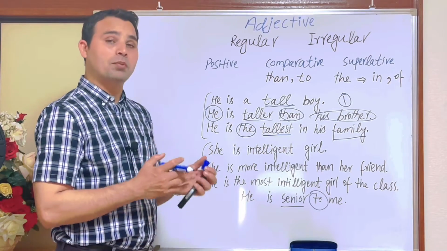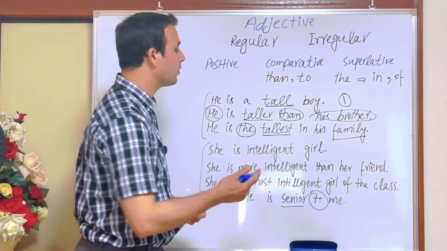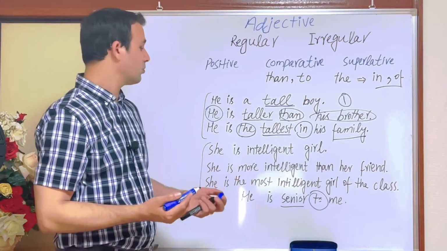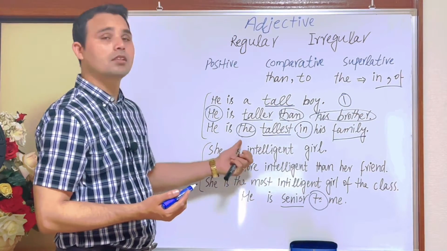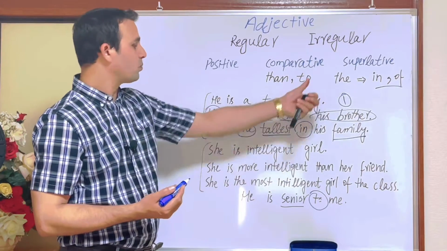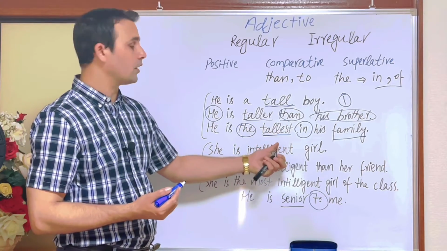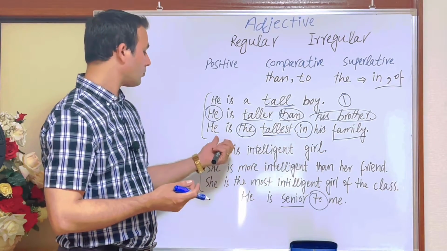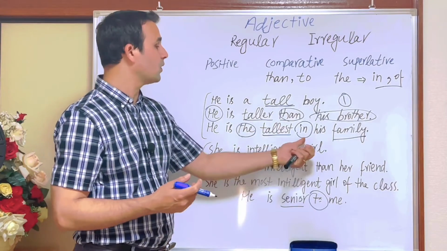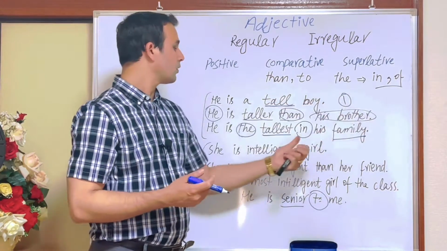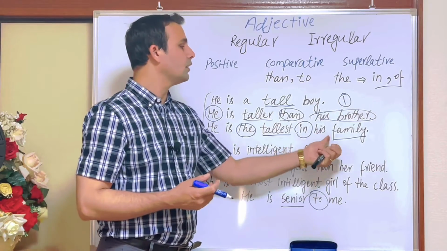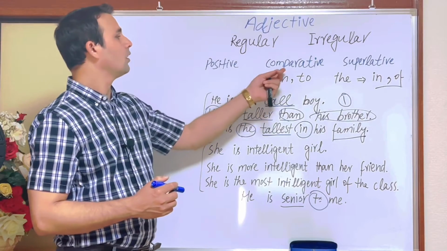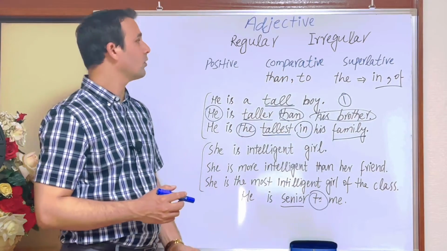And when we are going to compare one person with a group of people, we have to use in or of. As I already told you, the is the article before the superlative degree, and tallest is the superlative degree. He is the tallest. So he is the tallest in his family. So this was the example of positive, comparative and superlative degree.